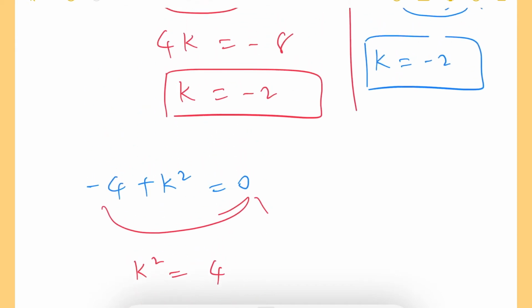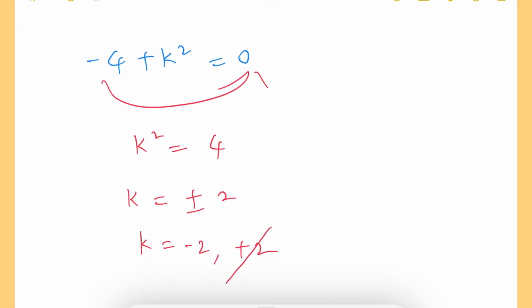Now from the two previous cases we got k value as minus 2 and minus 2. So here also we need to take k value as minus 2 only.